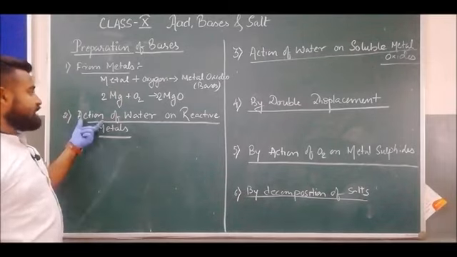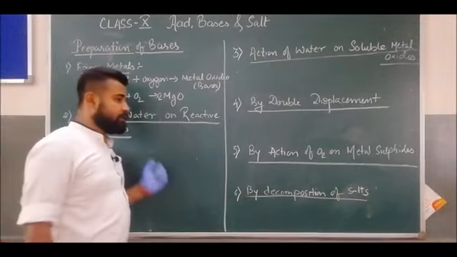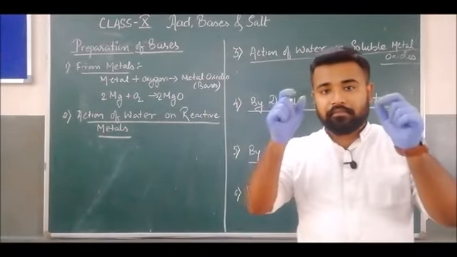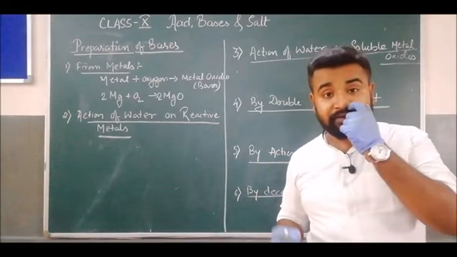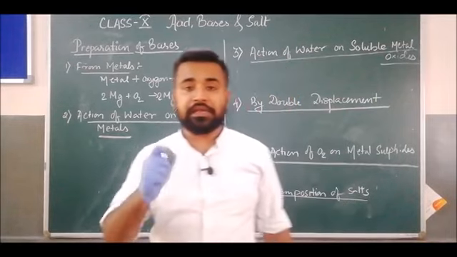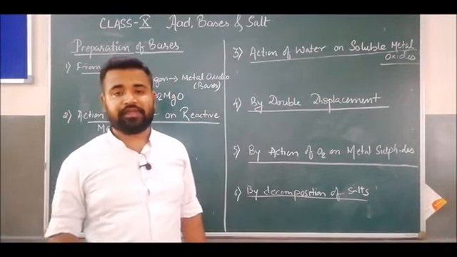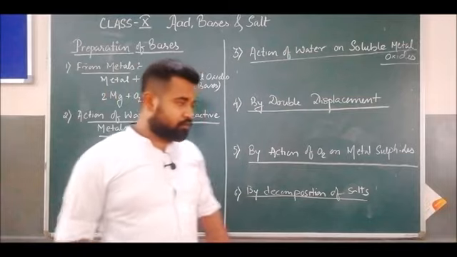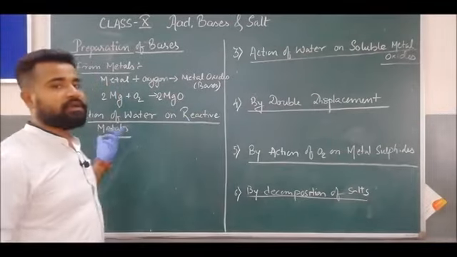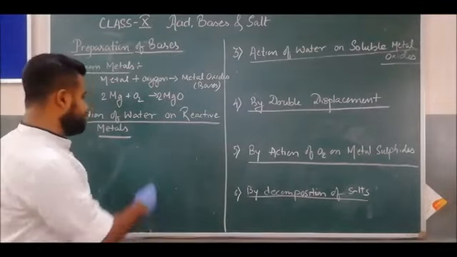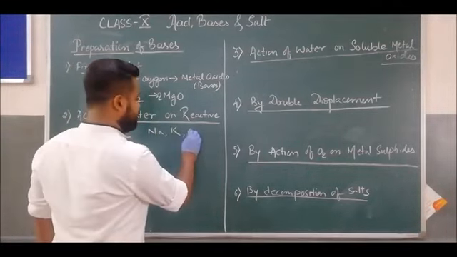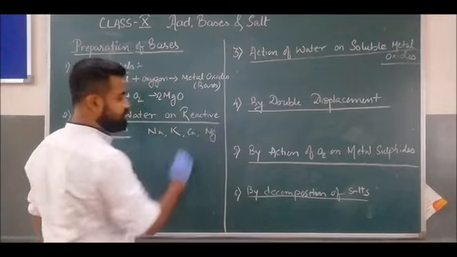The second method is action of water on reactive metals. In the previous video, I discussed that there is a series called the reactivity series for metals, meaning metals are arranged in decreasing order of their reactivity. The metals which are most reactive are called reactive metals. Examples: sodium, potassium, calcium, and we will also consider magnesium.